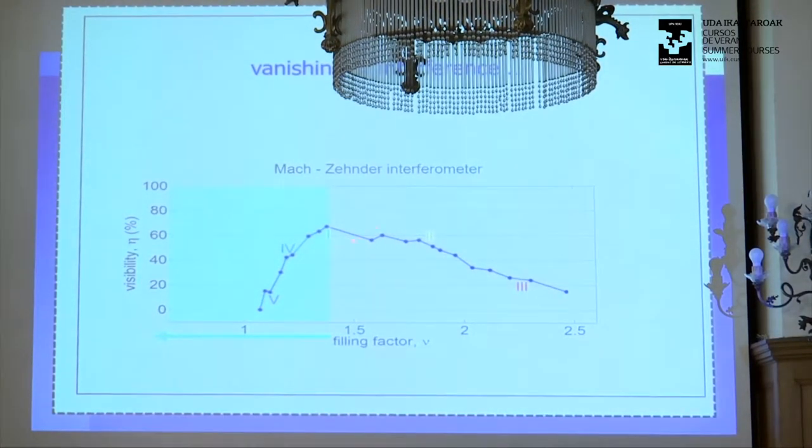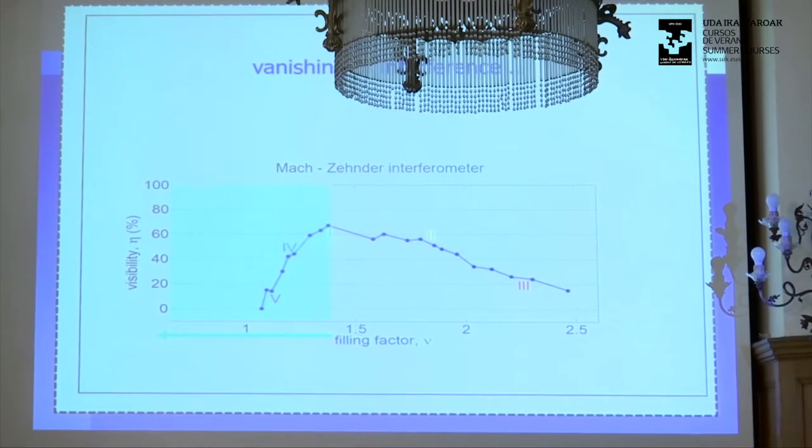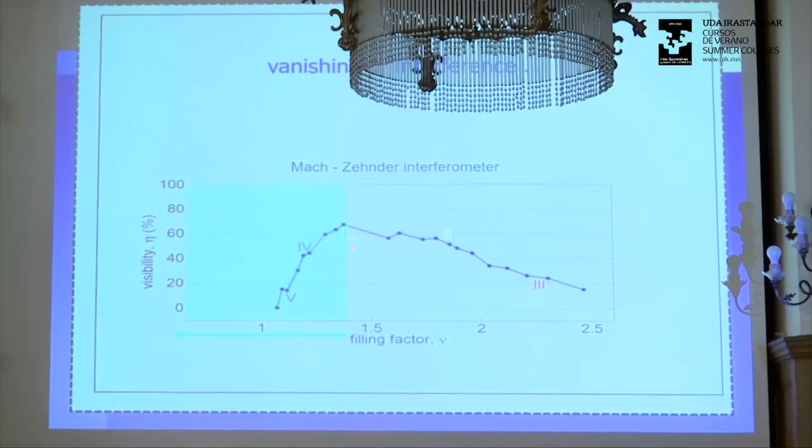And as we look at it here, not only us, there are a few groups that show it: you see that the highest interference is between filling factor 1 and 2, and then it drops down and kind of disappears. I will go back at the end of my talk and show you a little bit of what's going to happen here. So why does it disappear?